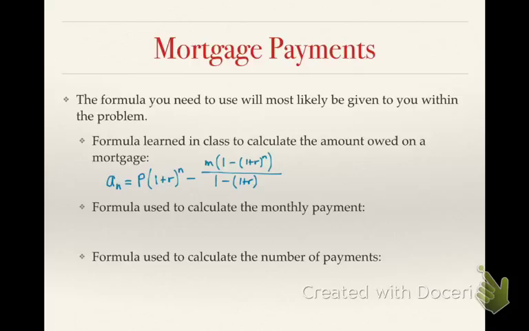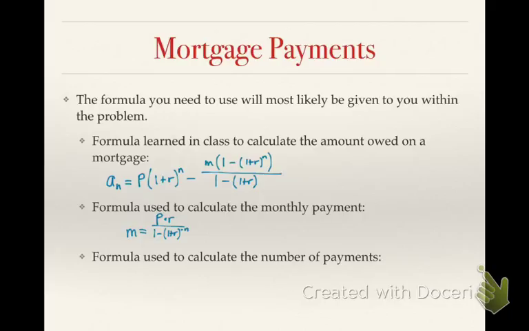The formula we saw for calculating the monthly payment was found by taking the principal times the rate divided by 1 minus 1 plus the rate to the negative nth power. Again, you don't have to memorize it, but it's just good to see it in case you want to use it in some problems. And again, these problems will most likely be given to you.